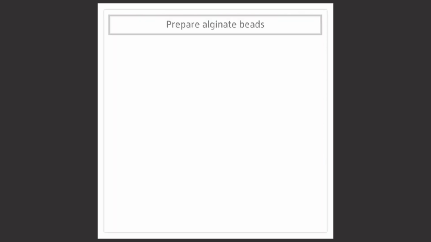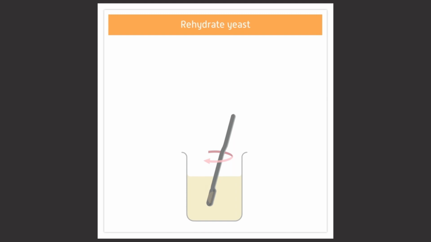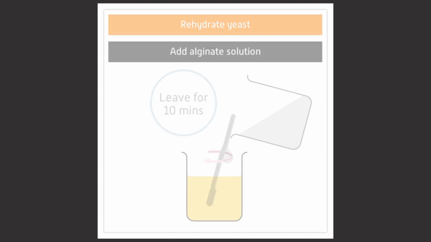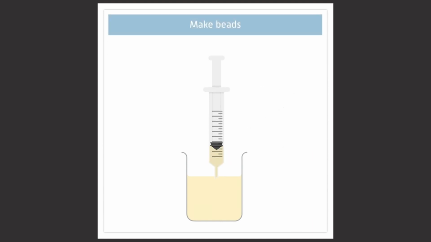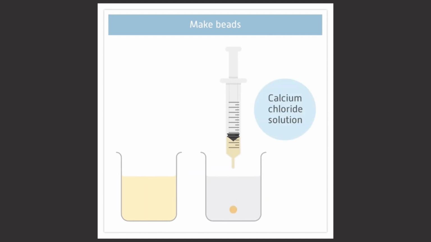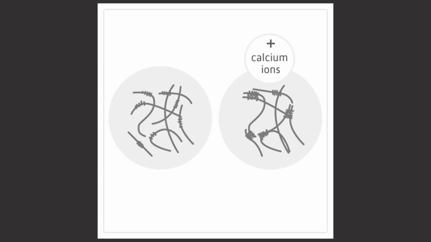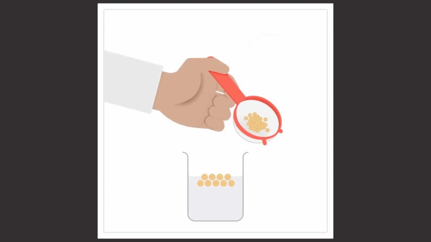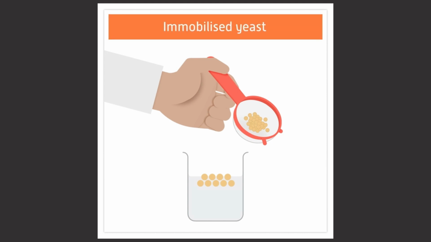To prepare the alginate beads, you first rehydrate some dried yeast by mixing it with water and leaving for 10 minutes. Then you add alginate solution to the yeast mixture and stir. To make the beads, draw up some of the mixture into a syringe and add drops to a calcium chloride solution. The calcium ions form cross-links in the alginate to form gel-like beads that contain the yeast cells. The beads are removed from the solution using a tea strainer. You now have immobilized yeast to use in your investigation.